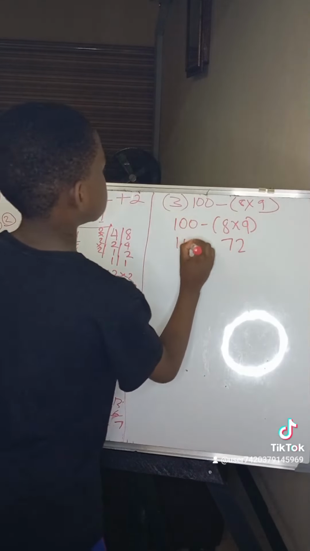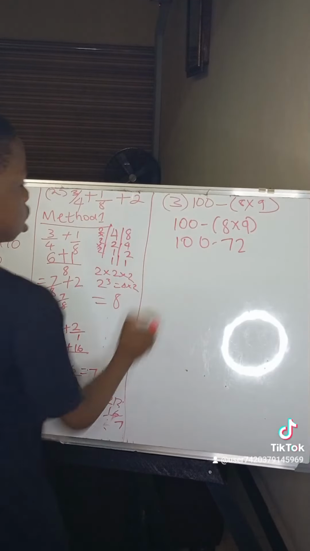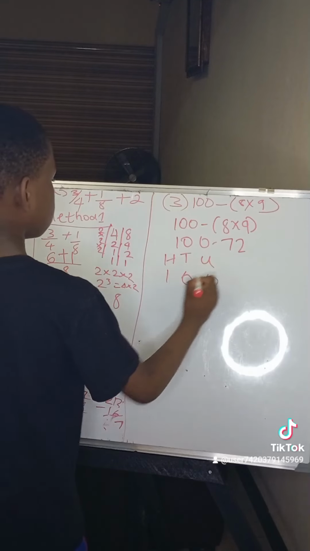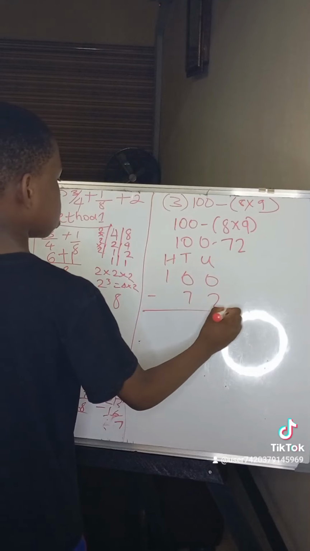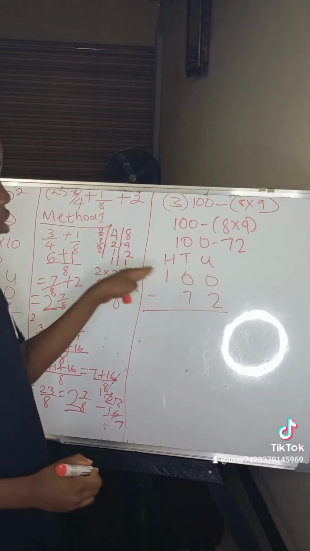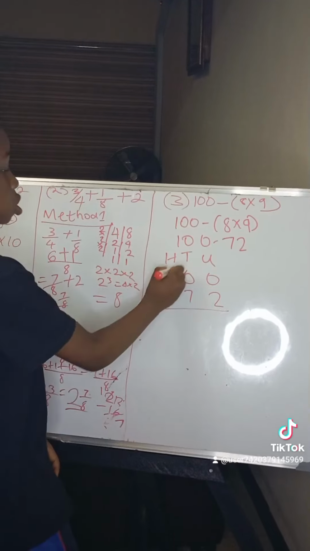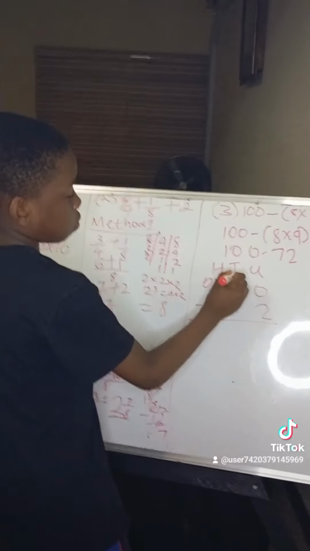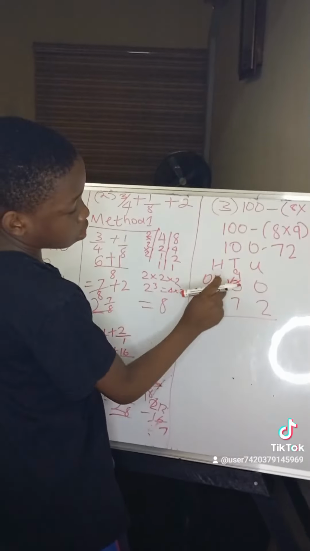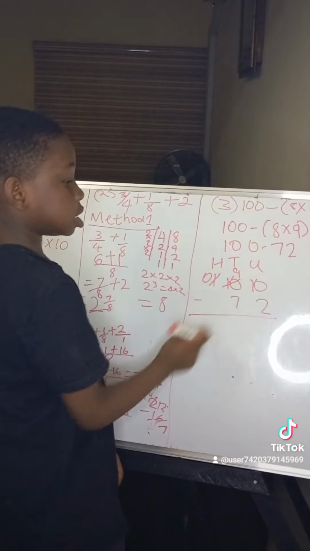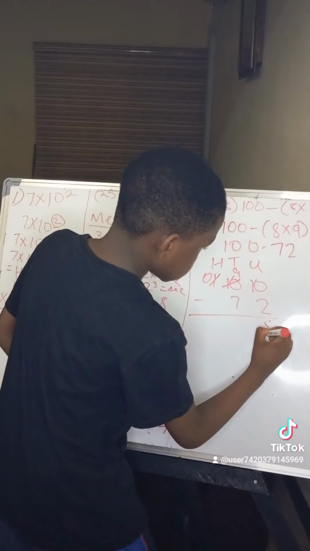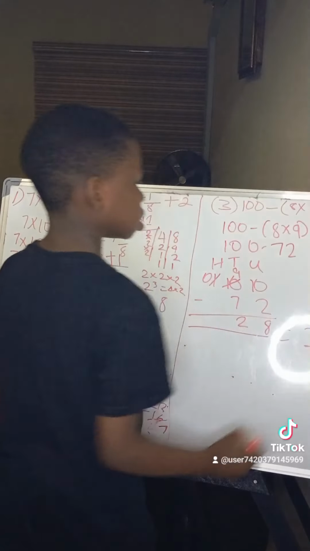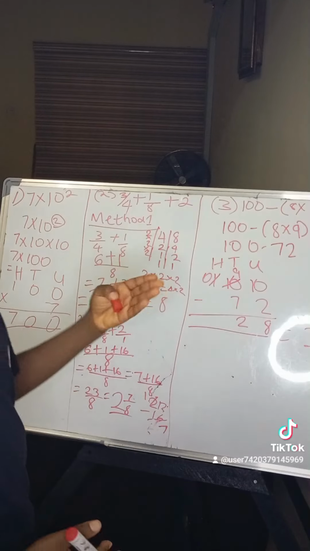So 100 minus 72. Now we can do 100 in tens and units. 100 minus 72. Now you can see 0 cannot minus 2, so we'll borrow. Whatever you borrow from here becomes 10. We borrow 1 from 10, that's 9. Whatever you borrow from here becomes 10 here. So that's 10. 10 minus 2 is 8. 9 minus 7 is 2. Your answer becomes 28. So as you can see, I've solved these 3 questions.